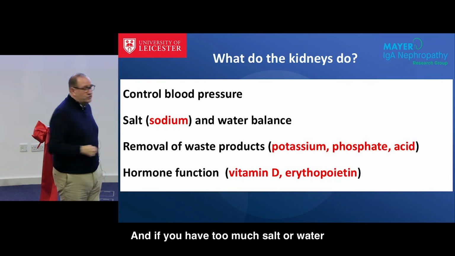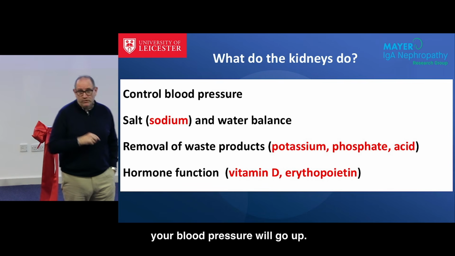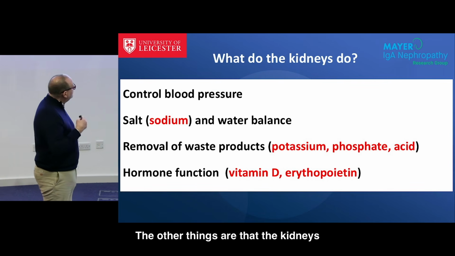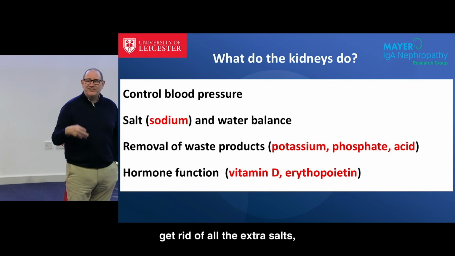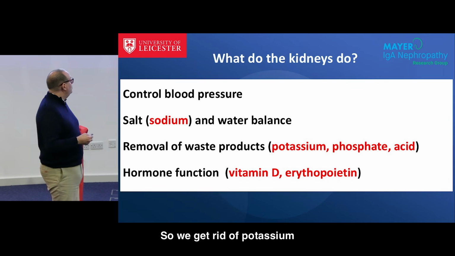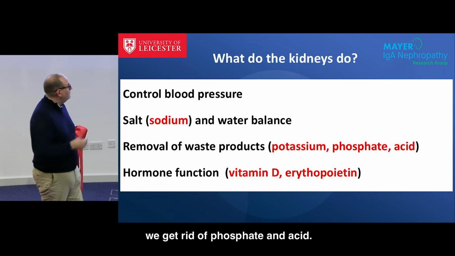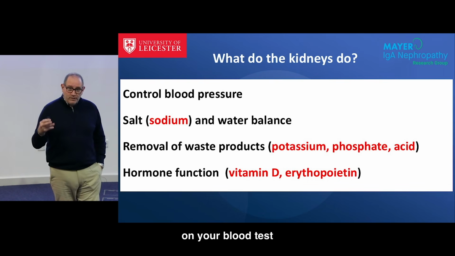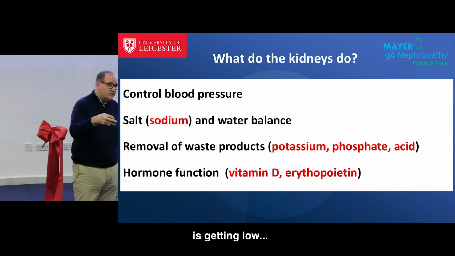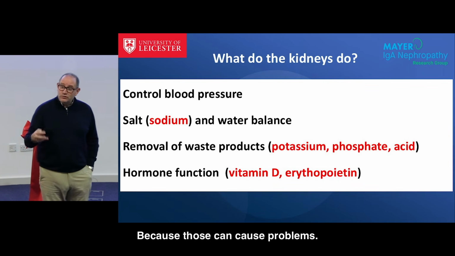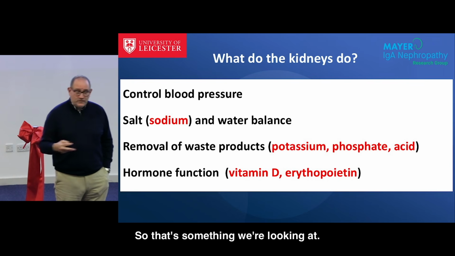And if you have too much salt and water in the body, your blood pressure will go up. So that's one of the things we need to look for. The other things are that the kidneys get rid of all the extra salts and chemicals that we take in with our diet every day. So we get rid of potassium, we get rid of phosphate and acid. And so one of the things we look at on your blood tests, particularly when your kidney function is getting low, is are you accumulating any of those? Because those can cause problems.